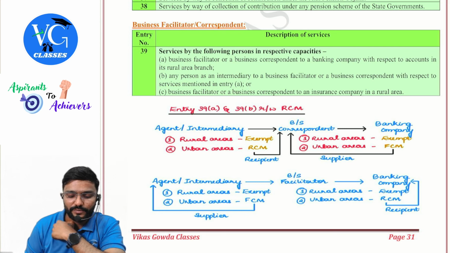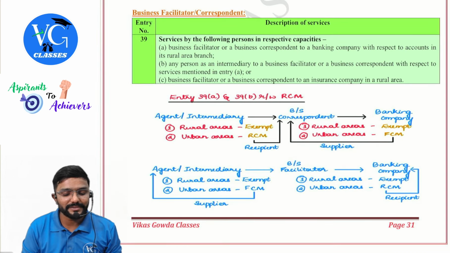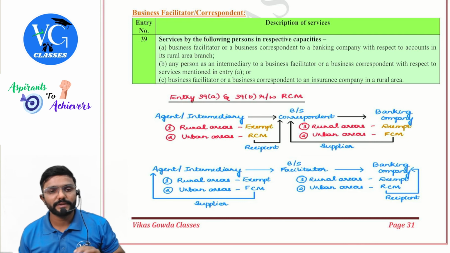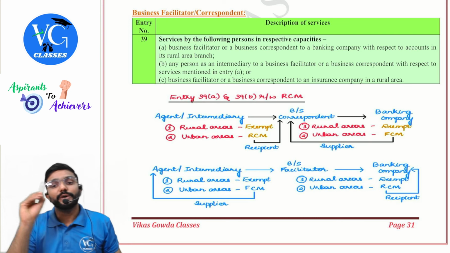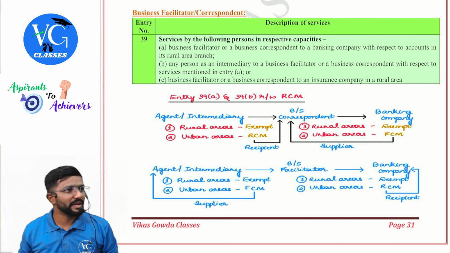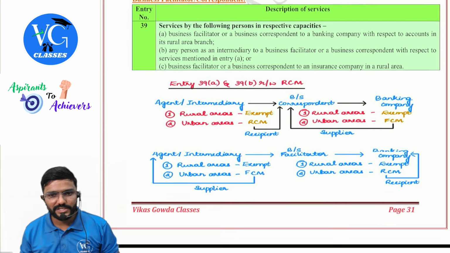Okay, now agents. So first, directly business facilitator to bank. Next, agents to business facilitator or correspondent. But with respect to entry A, means that is also for rural area only. Next, last one. Business facilitator or business correspondent to insurance company in rural area. So as it is also connected to RCM, guys, I have just made one small chart here.